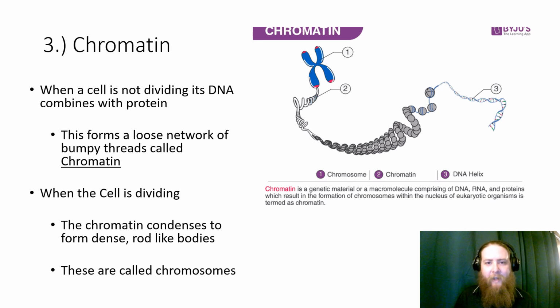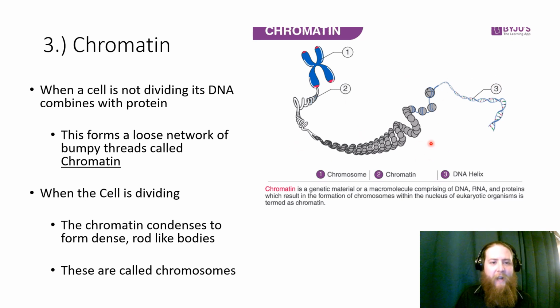When a cell is not dividing, its DNA combines with protein, and most of the time DNA is going to live attached to protein. So here's the molecular DNA. It is going to attach to these round proteins, and this forms this kind of loose network of bumpy threads. As you can see, it kind of looks like a string of pearls here. This is called chromatin.